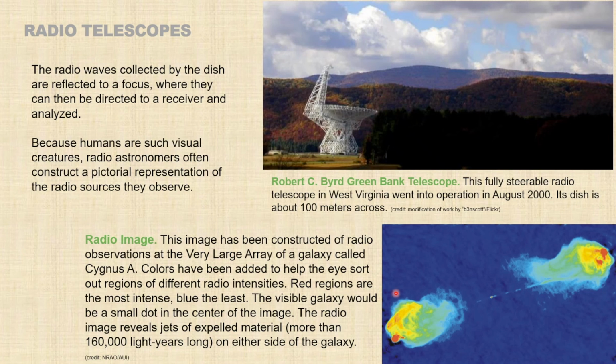This is of the galaxy called Cygnus A. The radio signal coming out of the galaxy. And of course, the colors are added because the radio, we don't see it, but based on different energy, we can add artificial colors to it. For example, in this case, red regions are the most intense, and the blue the least. And this is 160,000 light years long, this distance here.